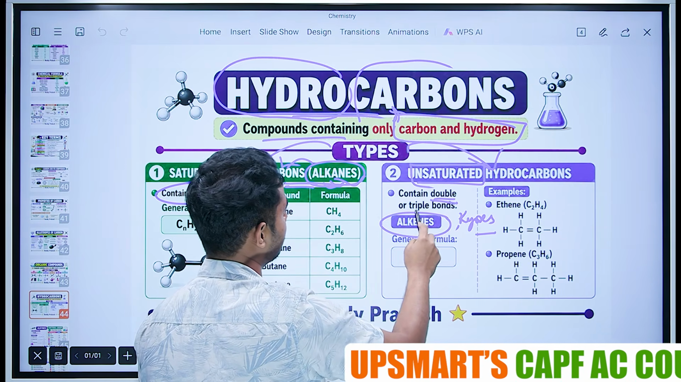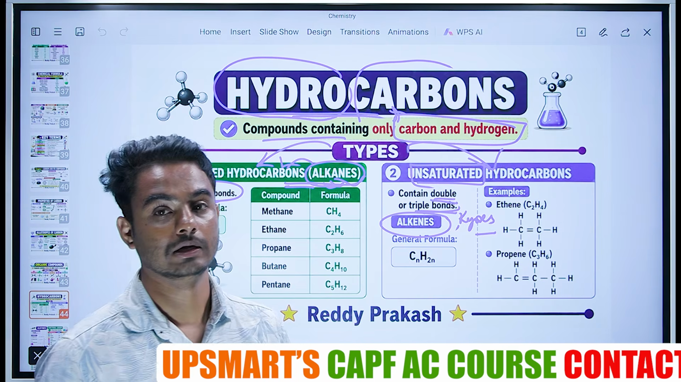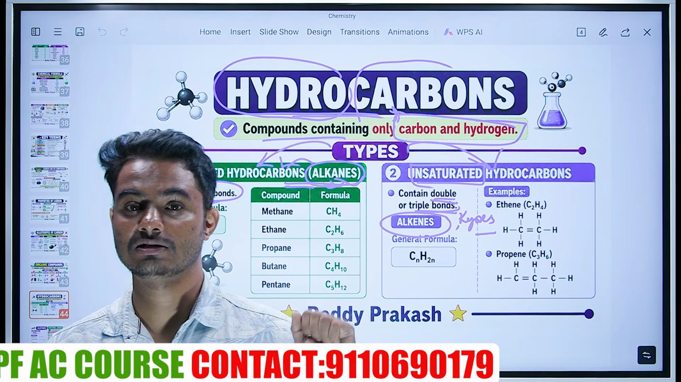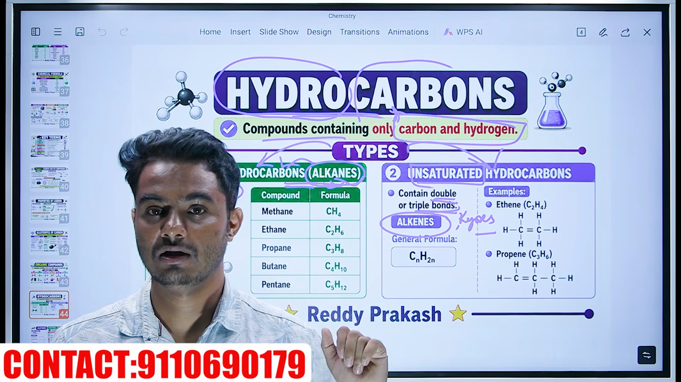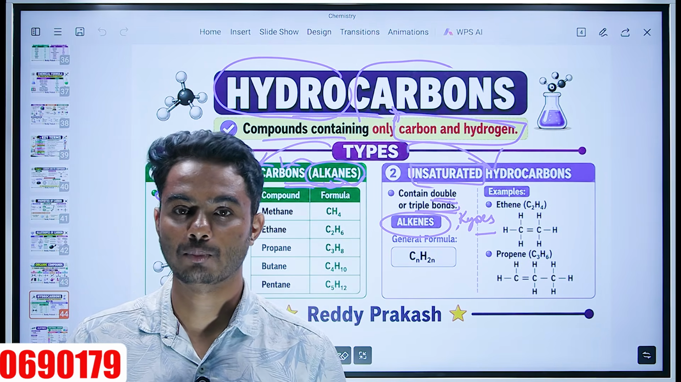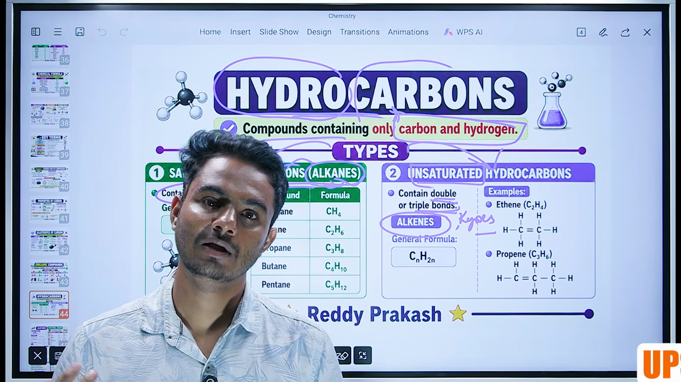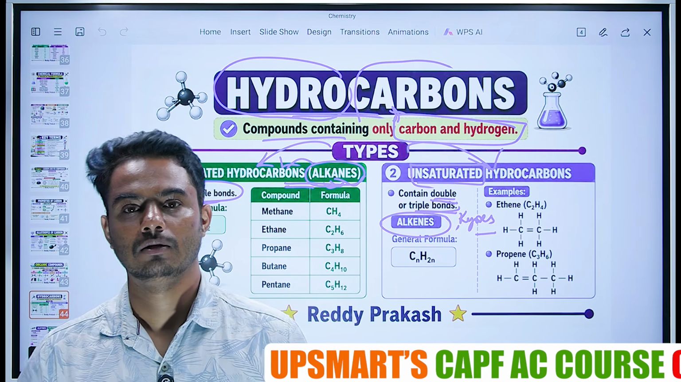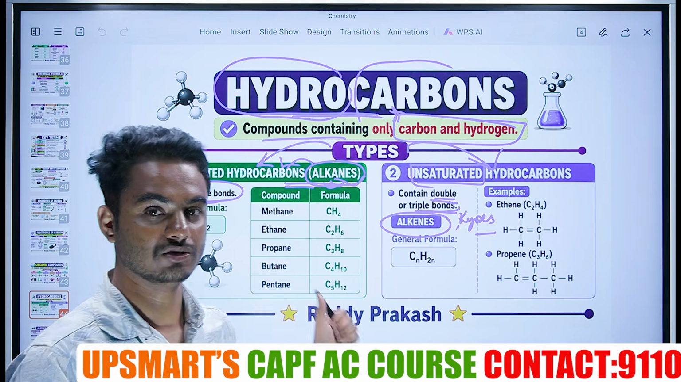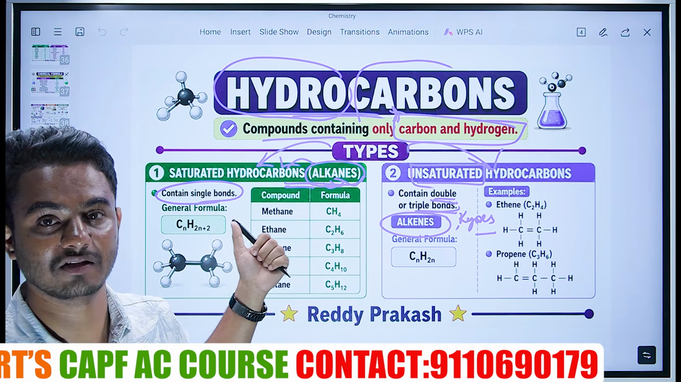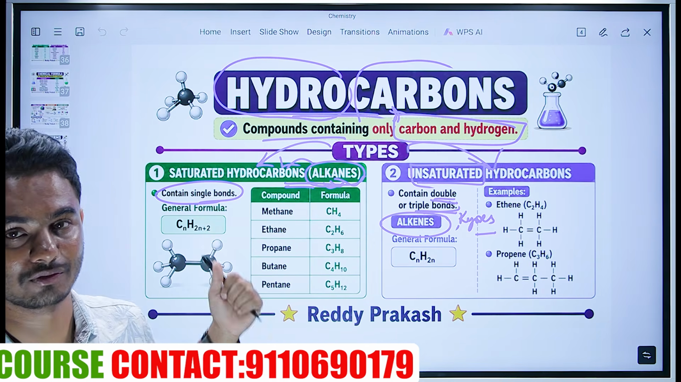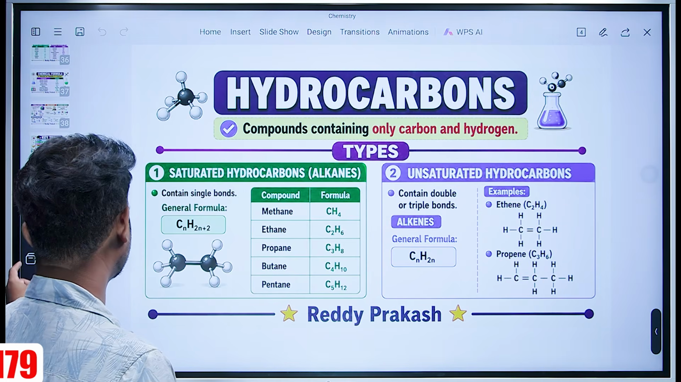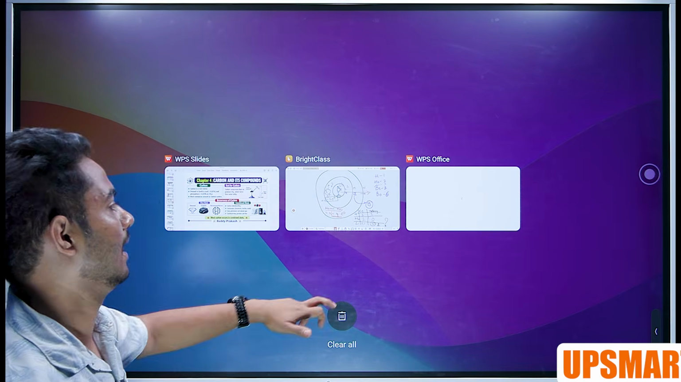Next is unsaturated. Unsaturated will have either double or triple bonds. Because it is not saturated, it didn't reach that saturation level. It will form a lesser number of bonds. It will give its electrons easily, 2 electrons or 3 electrons. Double or triple bonds will be there. In saturated, only single bonds, the maximum number of bonds. Easy. Let me take a whiteboard and I'll explain what are alkane, alkene and alkyne.